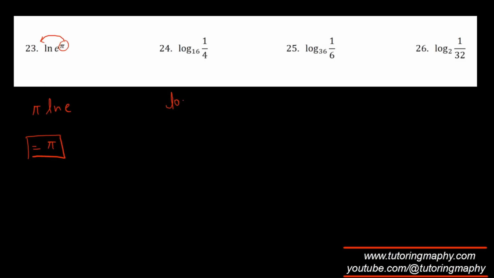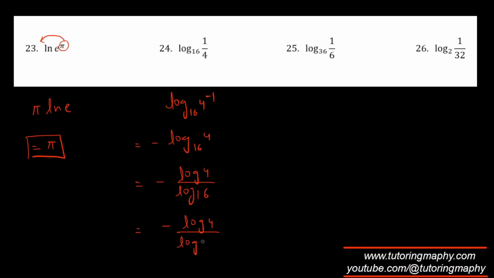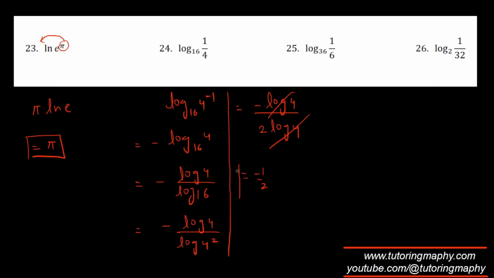Here also we can rewrite this as log with base 16 of 4 raised to minus 1. Minus is thrown outside. So minus of log of 4 with base 16. So minus of log of 4 over log of 16, which will be equal to negative log of 4 over log of 4 squared. This can be written as negative log of 4 over 2 log of 4. Log 4 is gone, so this is going to look like negative 1 over 2.